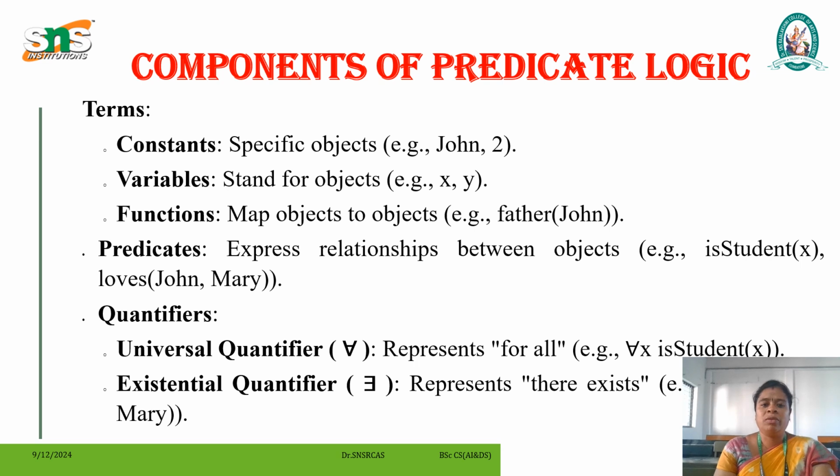Next one, quantifiers. Quantifiers have two types. One is the universal quantifier. It represents for all. For example, if we have students in our classroom, for all students. Next one, the existential quantifier represents that there exists. We can take the same students example for existential quantifiers.